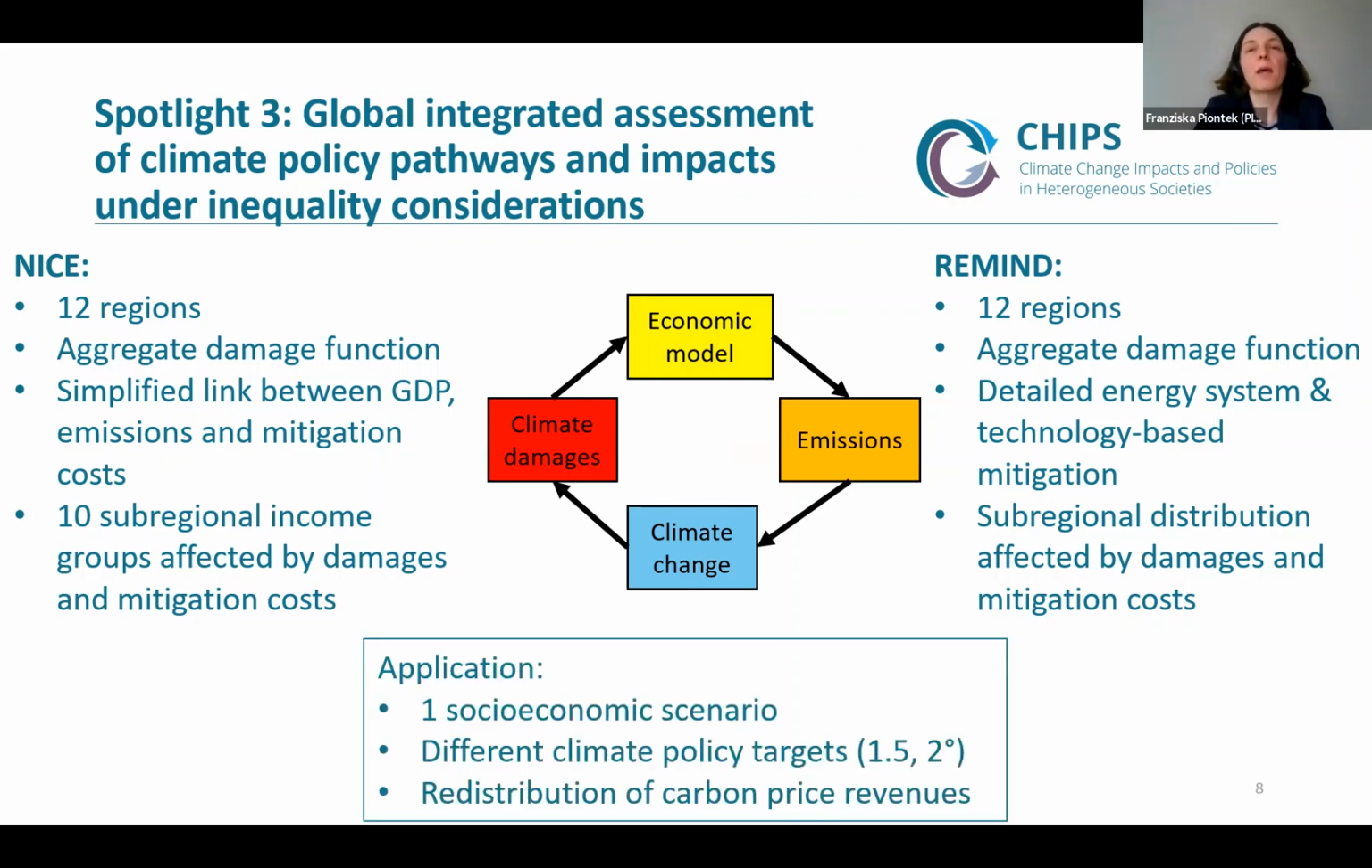regions. And we apply them studying only one socioeconomic scenario. This is sort of the minimum we could manage, but we look at different climate policy targets. We can also do cost-benefit analysis, but that's not what we will present here. And then we will look at the redistribution possibilities of carbon price revenues and how that can be used.